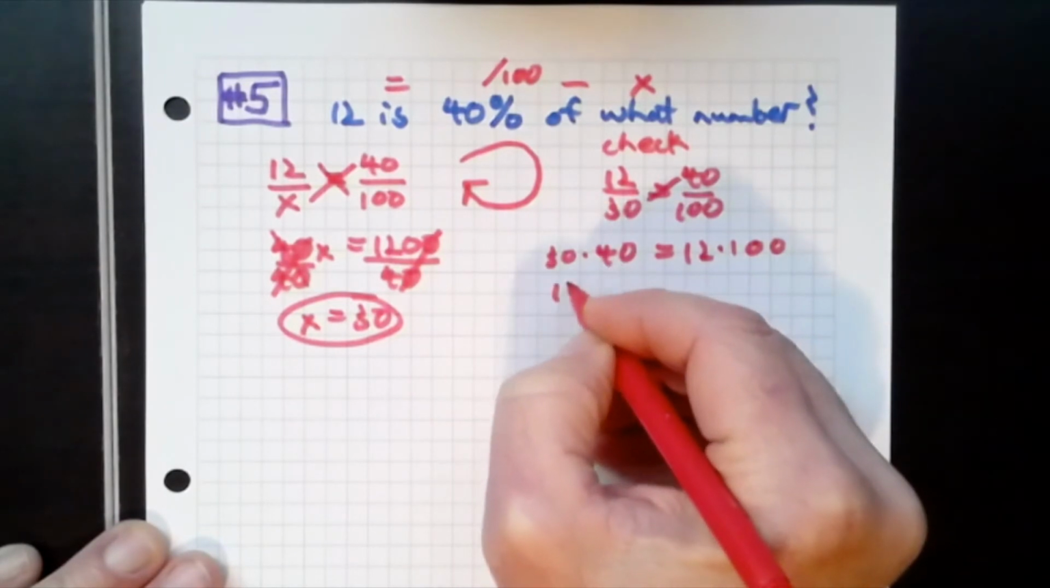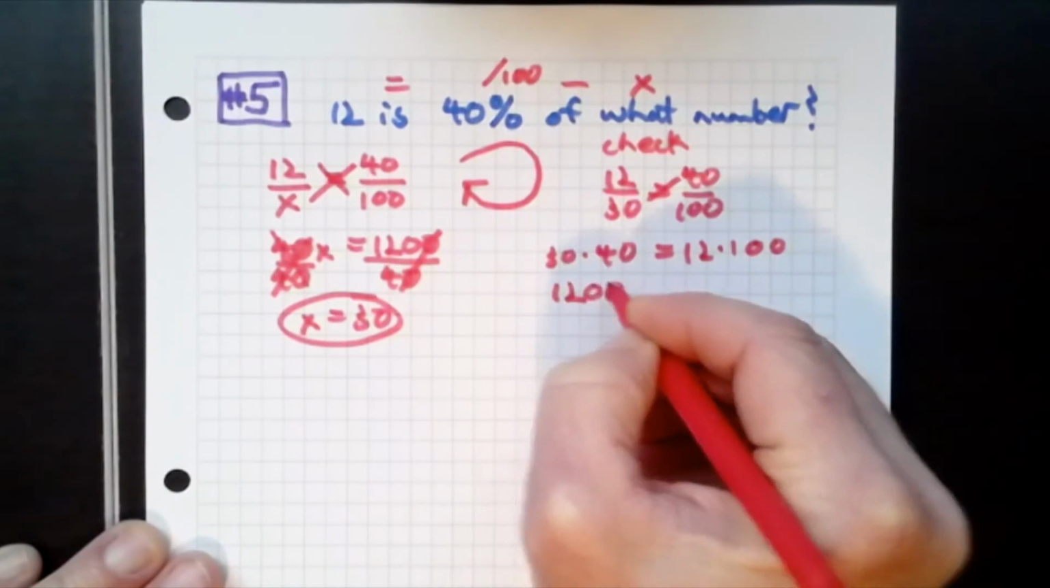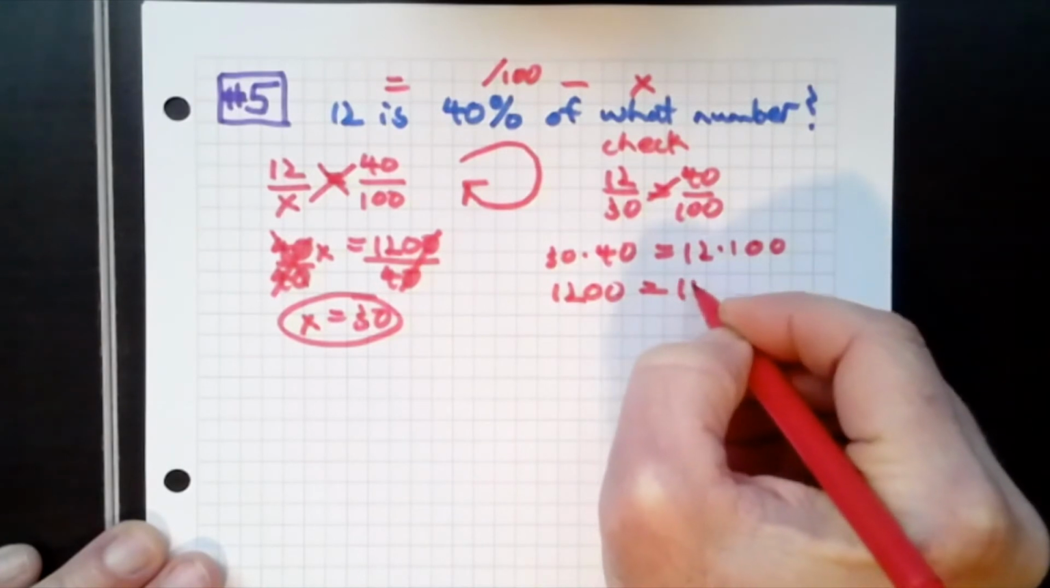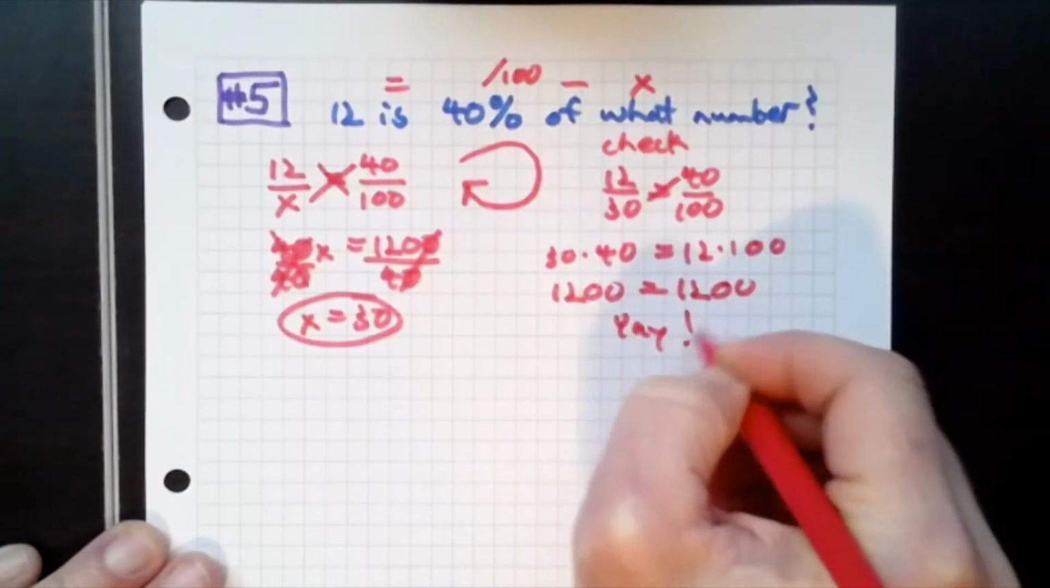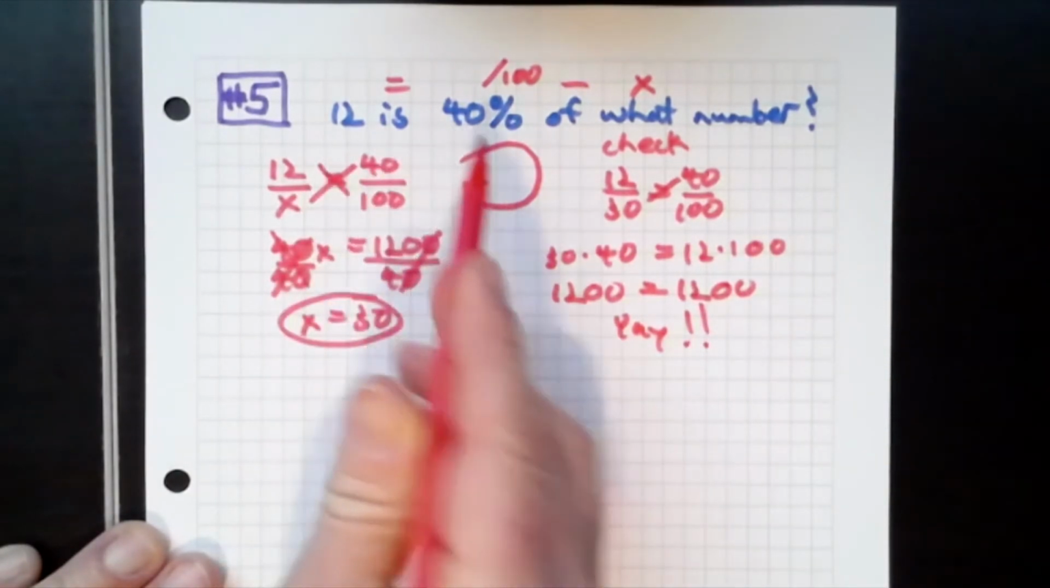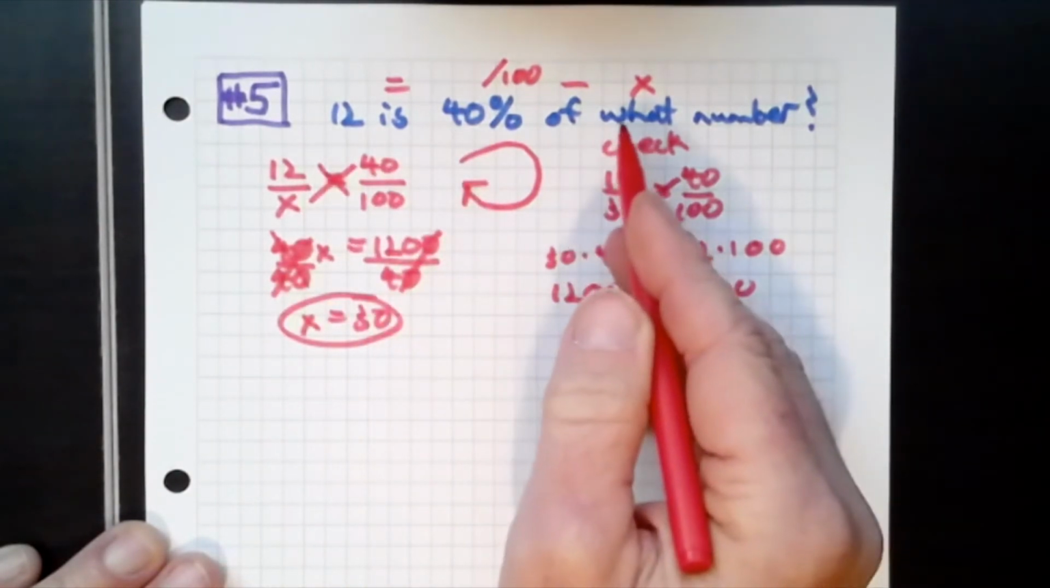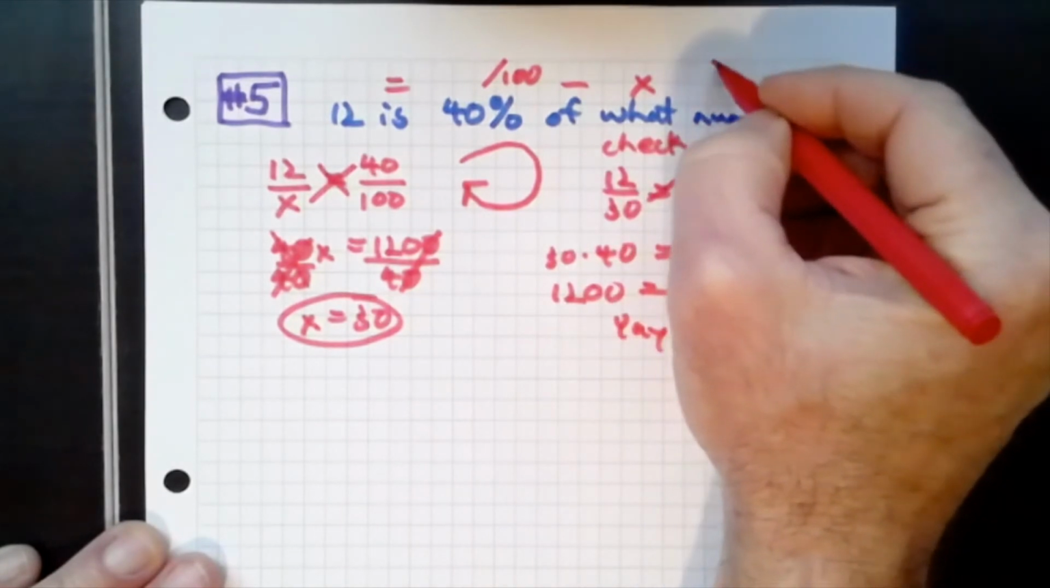3 times 4 is 12. I take the 2 zeros. 12 times 1 is 12. I take the 2 zeros. And we celebrate. Yay! So 12 is 40% of 30.